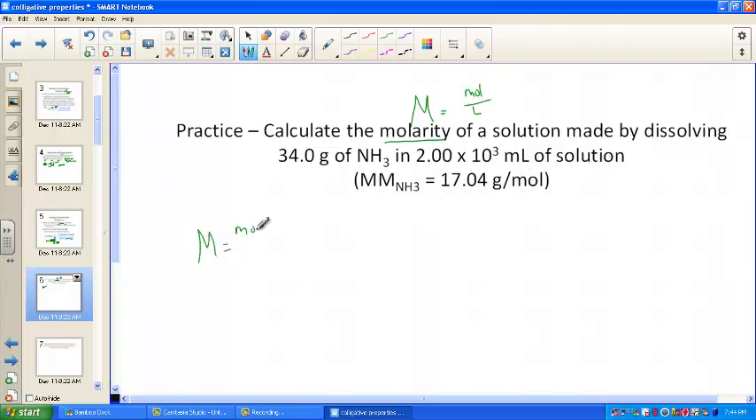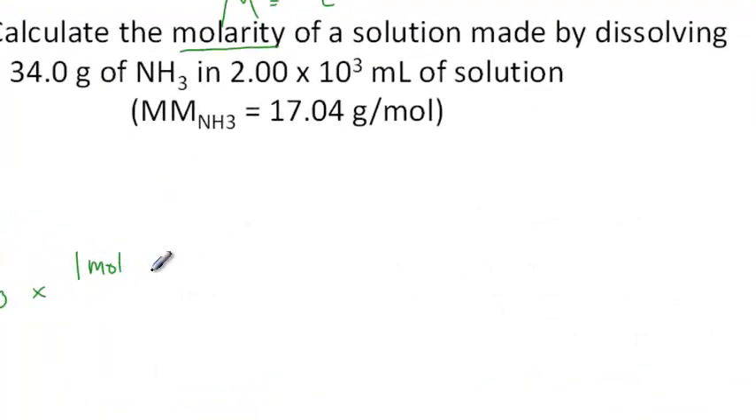Molarity is moles per liter. I've probably written that way too many times, but hopefully it will sink in. Moles per liter, moles of solute. So I like to begin by writing the number, the label, and the unit of what's given. 34 grams of ammonia. I'll use a mole map conversion to convert my grams of ammonia into moles of ammonia. And it was nice, they provided me with the formula weight, or the molar mass, 17.04 grams per mole. And that's going to convert out from my grams to my mole unit.